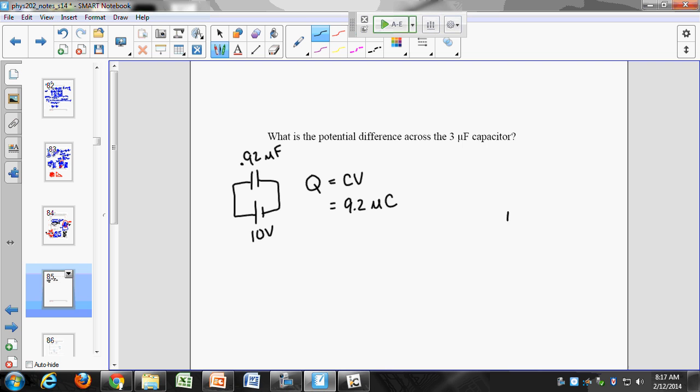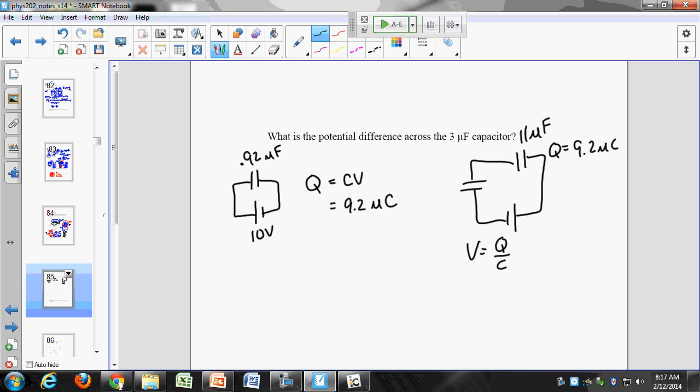That charge is the same on these two capacitors. Remember, this was an 11 microfarad capacitor. It has a charge equal to 9.2 microcoulombs. So I can find the voltage, Q over C. This is going to be 9.2 divided by 11, 0.84 volts.